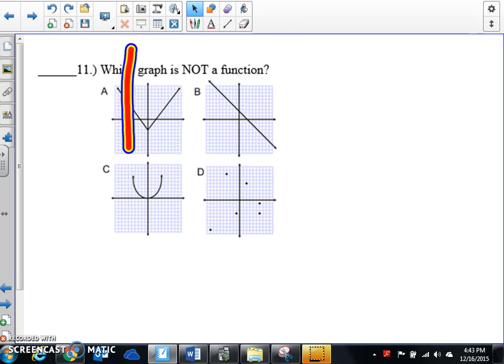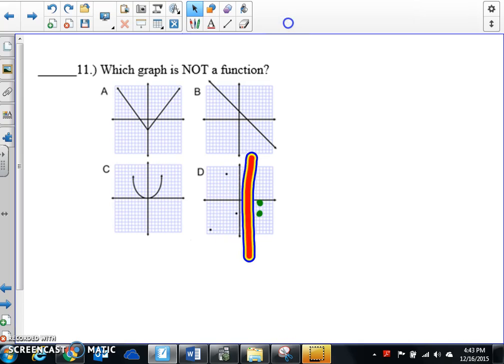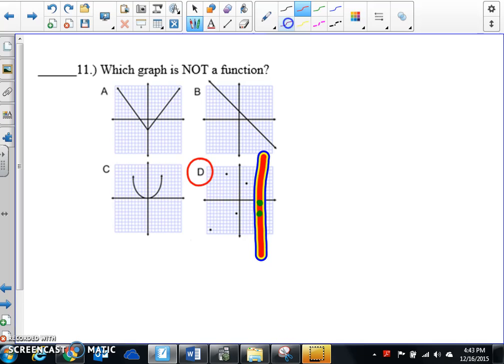So if I use this and I go all the way over, it only hits at one place all the time. So that one is a function. Take it over here, it's only hitting at one time every time. So that is a function. Same thing with C. The problem with D is these two guys. You see how these two guys are lined up? So when I put my pencil, they hit at the same time. So that is not a function.